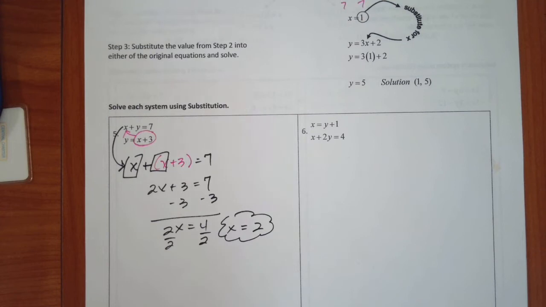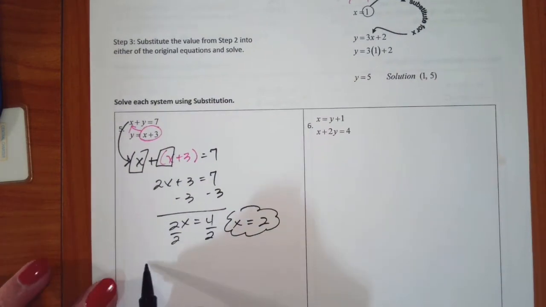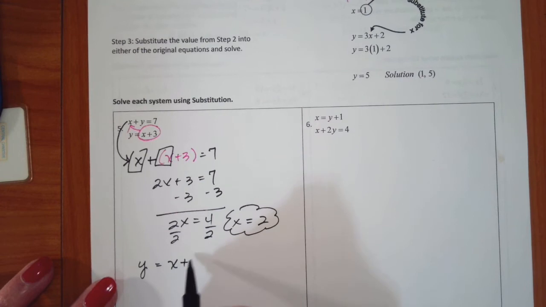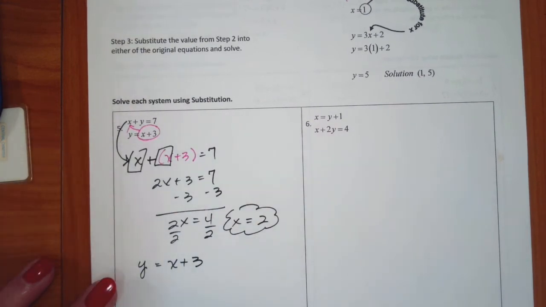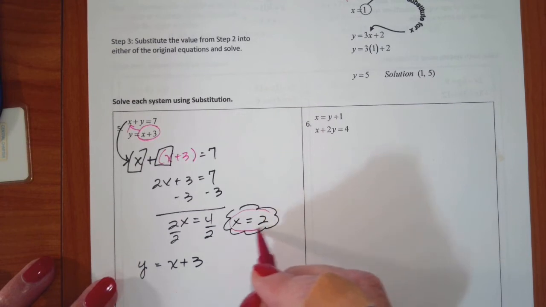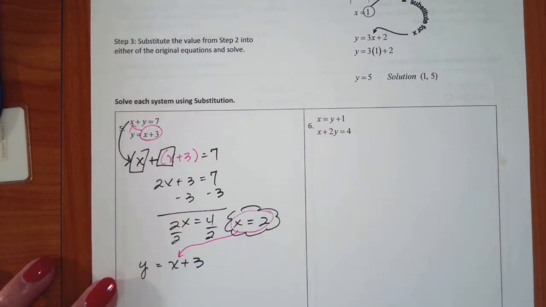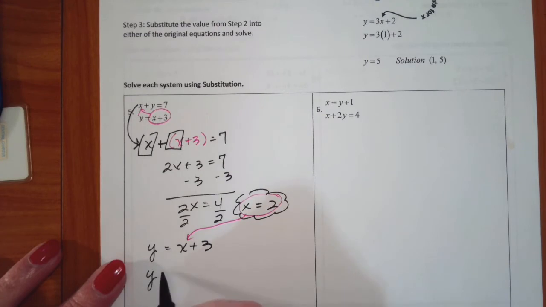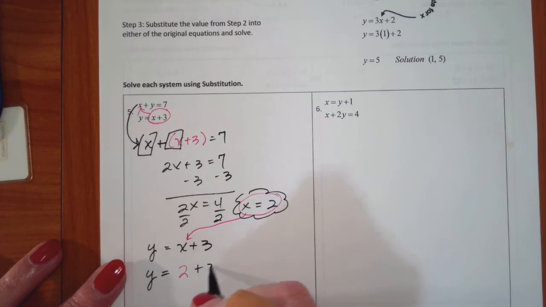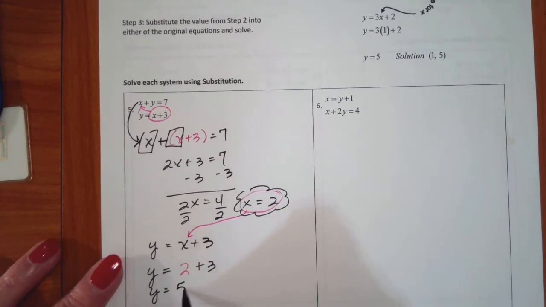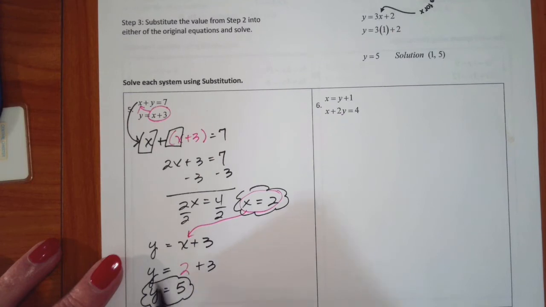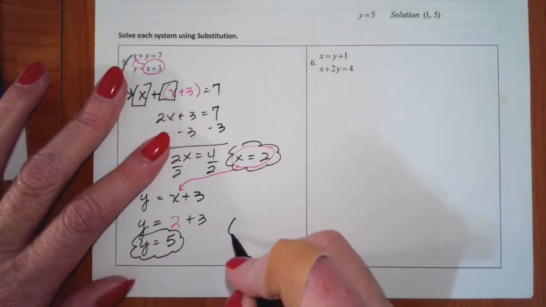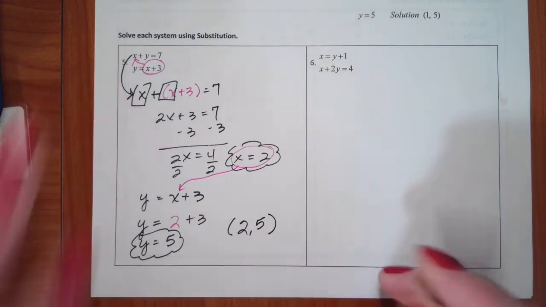Well, now I'm going to take my equation y equals x plus 3, and if I know what x is, I can now plug it in for x. So I get that y is equal to 2 plus 3, which tells me that y is equal to 5. So I can write it as those solutions, or I can write it as an ordered pair of (2, 5).